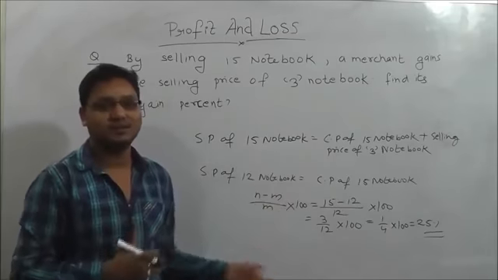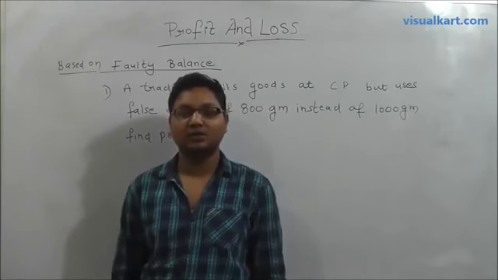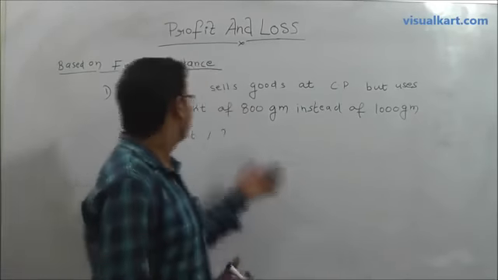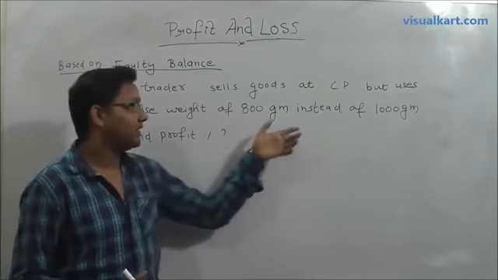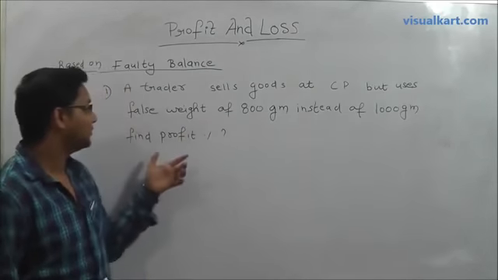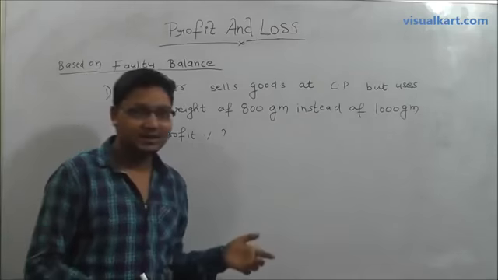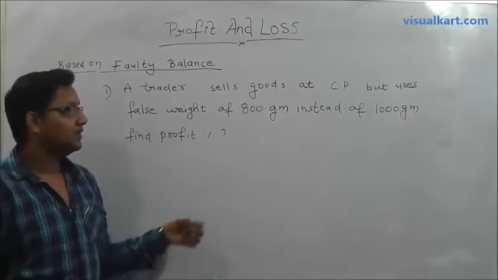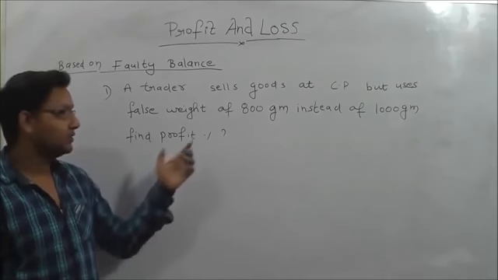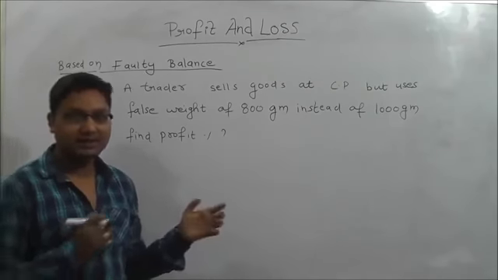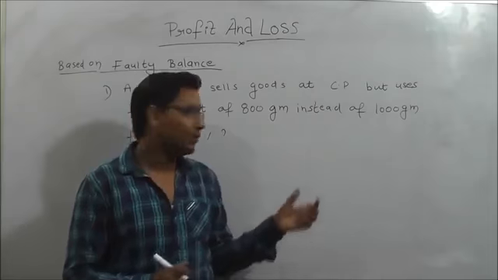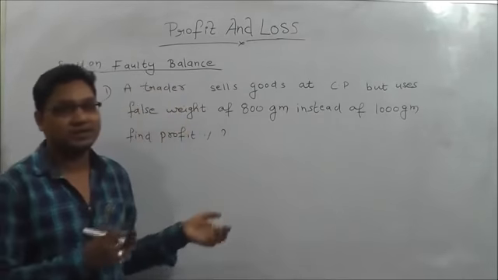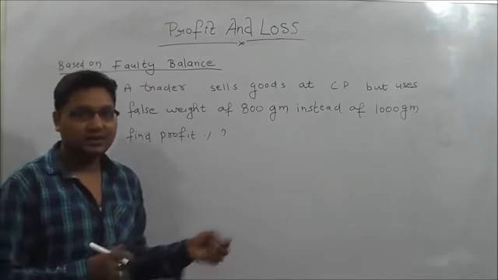Now let us see one question based on faulty balance. A trader sells goods at cost price but uses a false weight of 800 gram instead of 1000 gram. So what is the profit percent? Instead of 1000 gram, he uses 800 gram and he cheats the customer. So what is the profit percent or gain percent he gets?